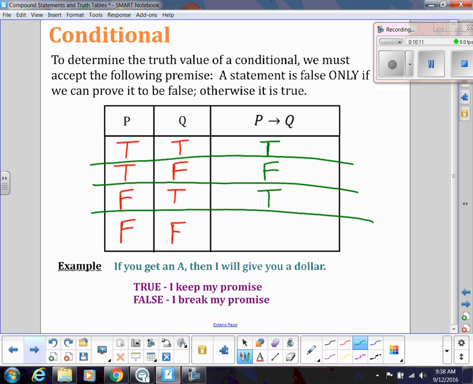All right. And then false, false. If you didn't get an A and I didn't give you $1, I didn't break my promise. That's what I said would happen. And I just followed through on the consequence that time. Okay, so here's what a conditional statement looks like. The only time it's really false is this one right here, when the condition is true, but the consequence is false. So the conclusion is false. So think about when you got an A and I didn't give you $1, that's false. So think about that when you think about conditional truth tables.